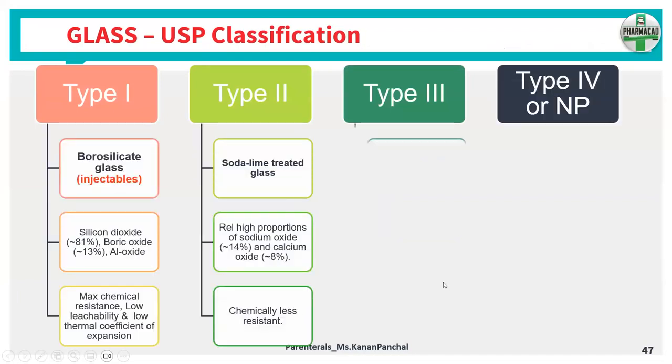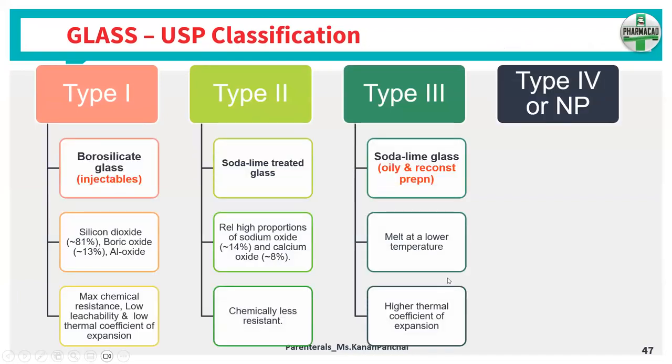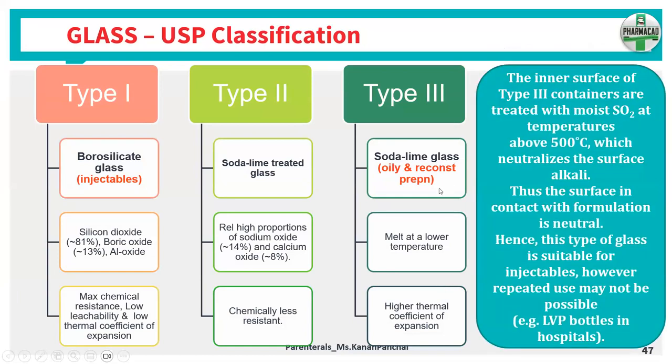Type 3 tumhara soda lime glass hota hai. Maane ke alkaline hota hai wo. Theek hai? To wo alkaline ko neutralize karne ke liye, you treat it with moist SO2. Taki jo bhi surface ka alkalinity rahega, that will be neutralized by your moist SO2. And then it will become neutral, which is nothing but your type 2. That is the role of SO2. Ma'am. Got it? Yes, ma'am.